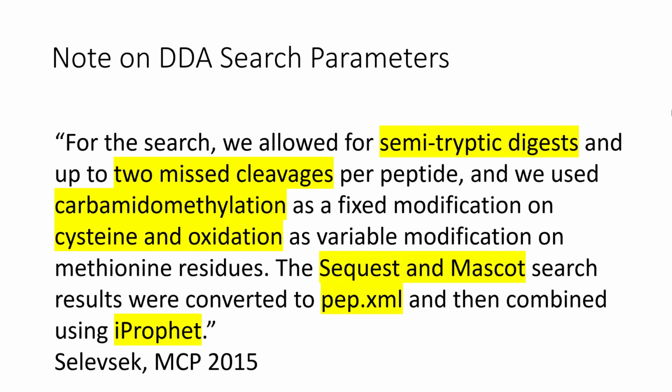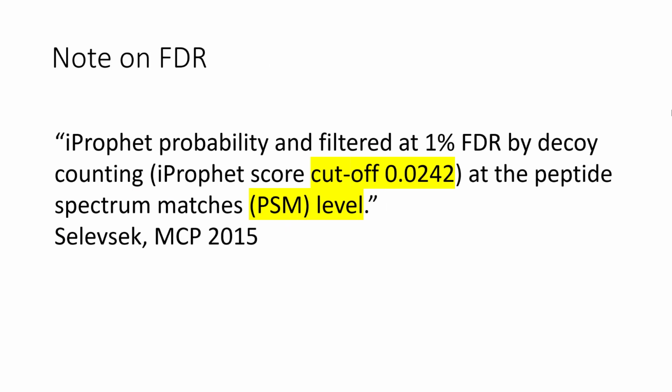Whether or not they're all that usable for quantification, I don't know. So then we're allowing two miscleavages, and two modifications that might come in useful: carbamidomethylation of cysteine and oxidation of methionine. I didn't highlight the methionine. So those are the two modifications they allowed. They searched with Sequest and Mascot, and got a PepXML that they combined scores for using iProphet. Just some information to know.